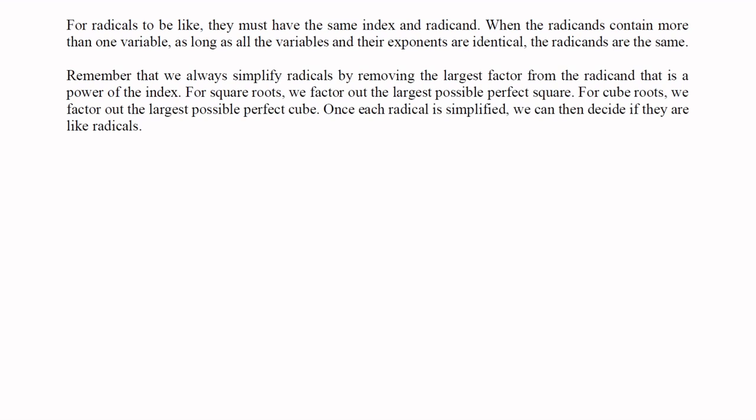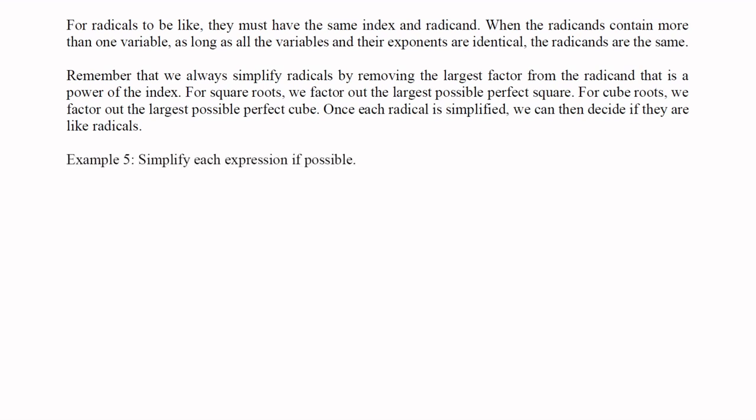Remember that we always simplify radicals by removing the largest factor from the radicand that is a power of the index. For square roots, we factor out the largest possible perfect square. For cube roots, we factor out the largest possible perfect cube. Once each radical is simplified, we can then decide if they are like radicals.